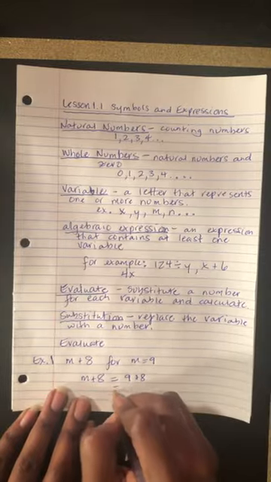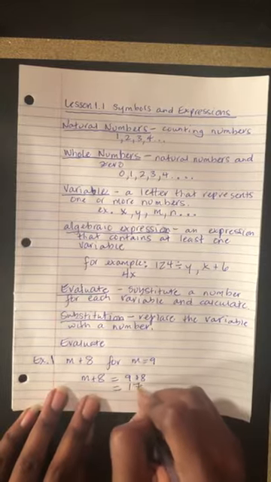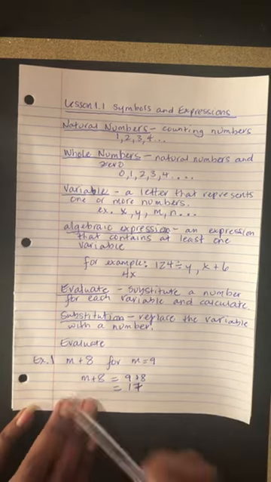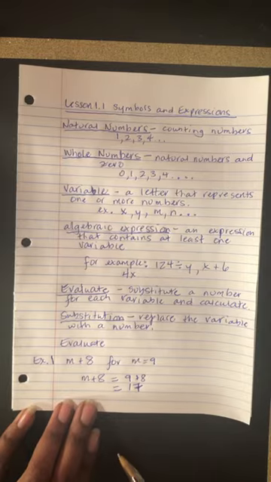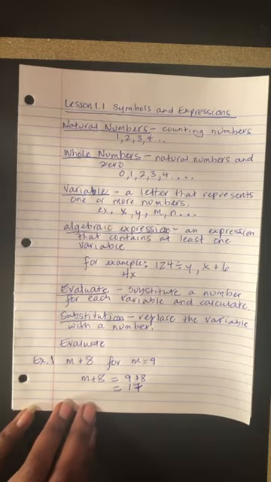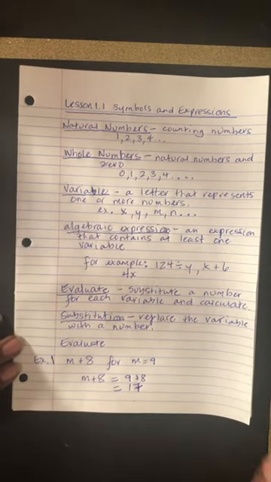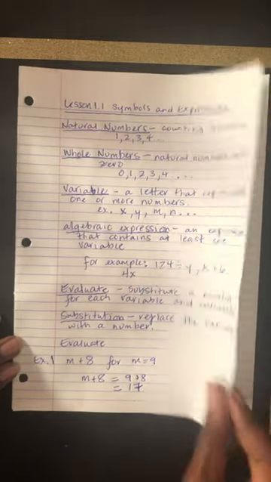Now I'm going to actually calculate. So 9 plus 8 is 17. So in this particular problem, if we were to evaluate m plus 8 for m equals 9, then we're going to find that our expression is equivalent to 17. So m plus 8 equals 17 for us. Next example.